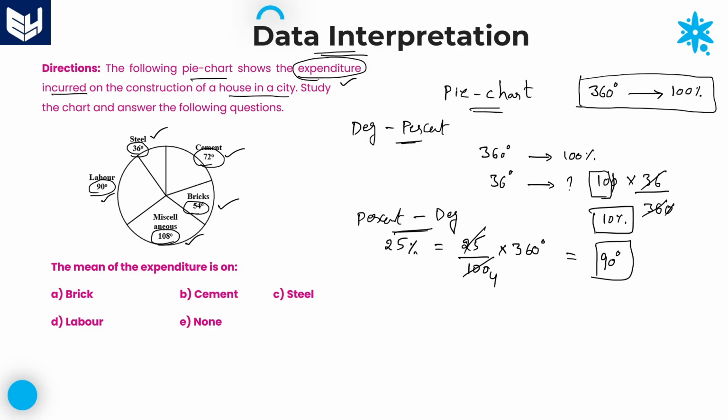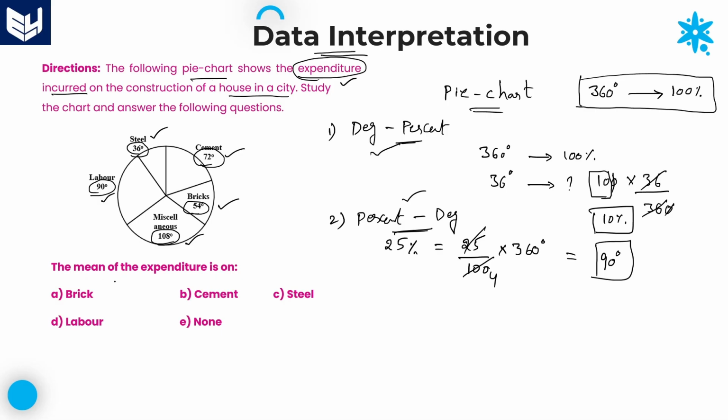In this way, you need to convert either degrees to percentage or percentage to degrees. Especially while solving problems related to the pie chart diagram, you must know these two points. First, degrees to percentage, and second, percentage to degrees. We don't know when they will give degrees and when they will give percentage, so you must know the conversions. Once it is done, getting the answers is very easy, especially in a pie chart, compared with the remaining diagrams.